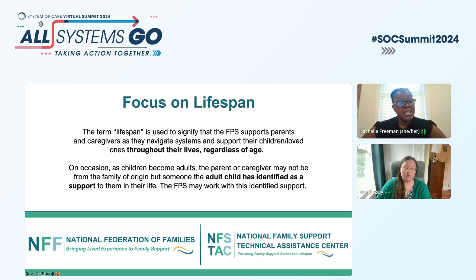So on occasion, as children become adults, the parents or caregivers may not be from the family of origin. Again, like I said, in the question we just asked, they can identify who their support system is, because every child does not have a great relationship with their parents because of one reason or another. And there may be some tension, and they just may be more comfortable to have someone else support them. And parents have to accept that, right? But it gives them, like, person-centered. What does the person want? What does the person believe will help them to move to the next level?